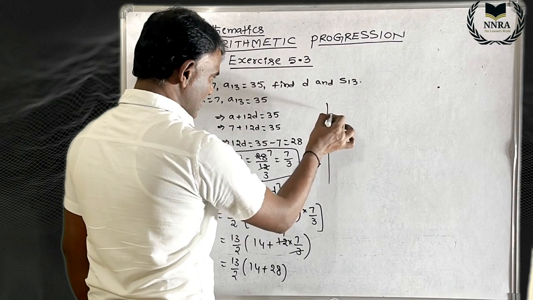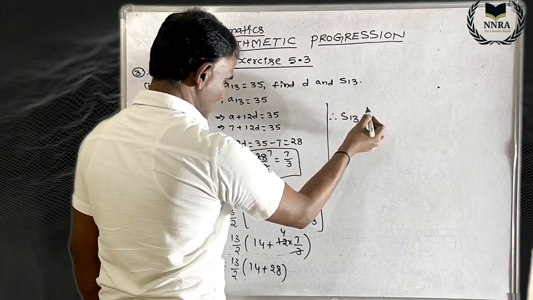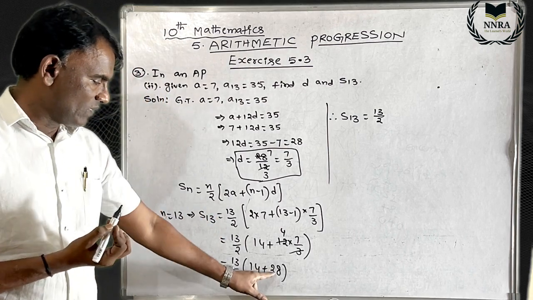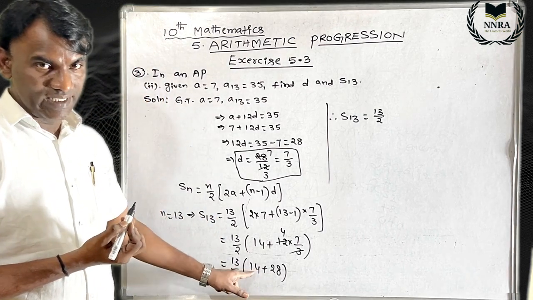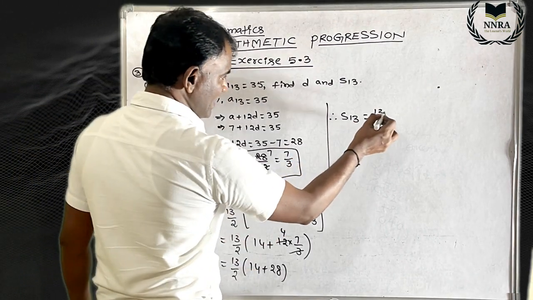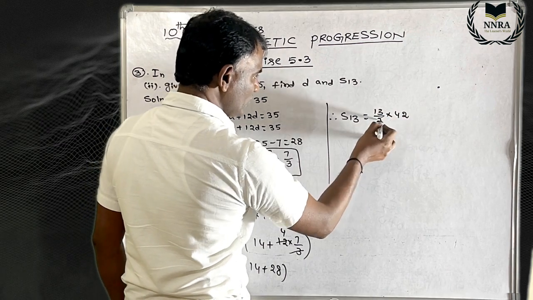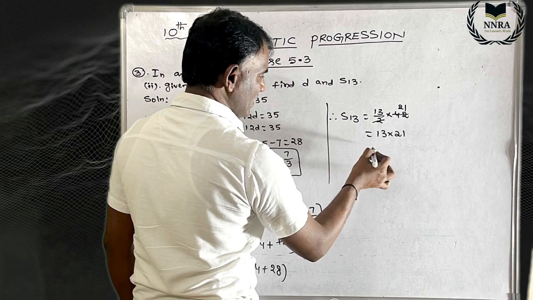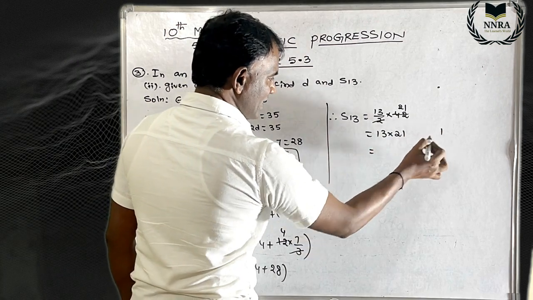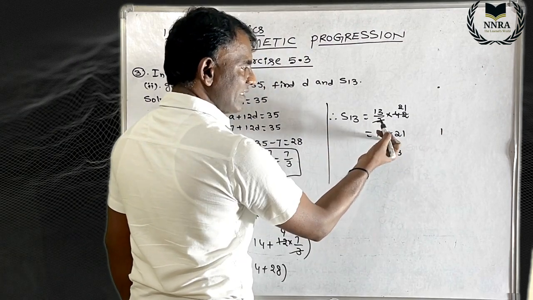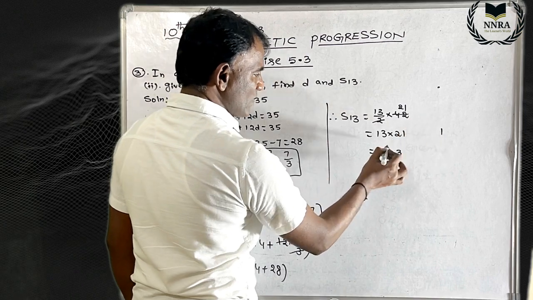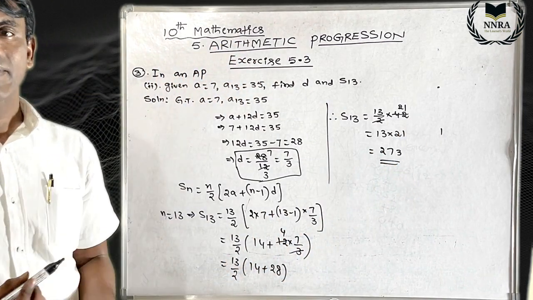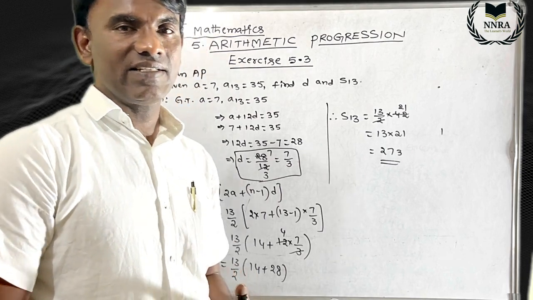So again I am writing here, therefore S13 equal to 13 divided by 2 into this value. So 28 plus 4, 32. 32 plus 10, 42. Then write here into 42. So 21 times, then 13 into 21. So 13 1s are 13, right? 13 2s are 26. 26 plus 1 is 27. Then this is the answer: 273 is the answer.